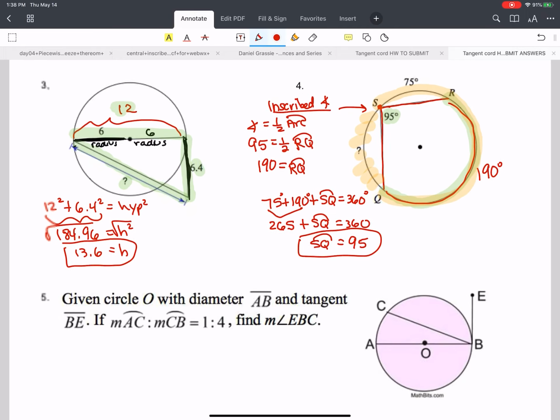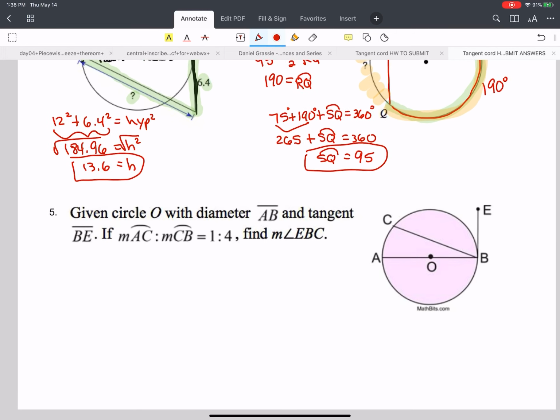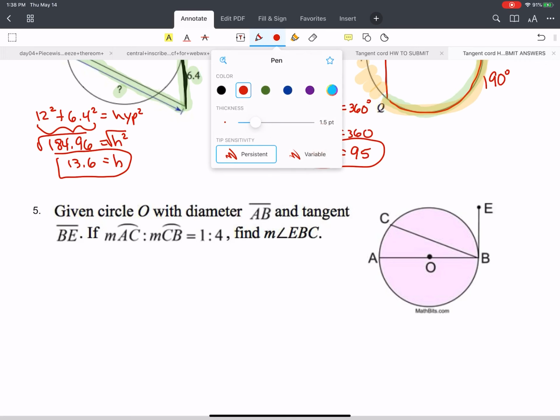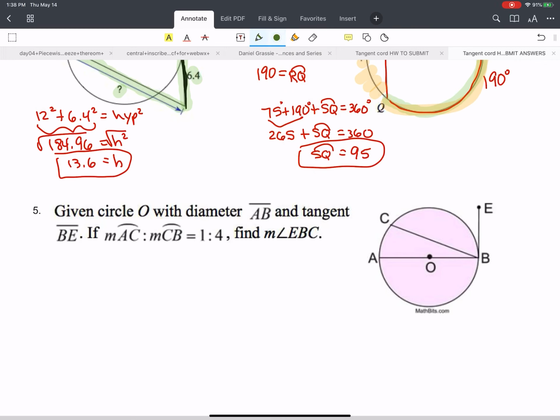Alrighty then. Last question. Woohoo. Okay, so this one, just pick a different color for that. They gave you this diameter, and then they said that AC and CB are in a ratio of 1:4. That usually bugs people out, but they're really not that bad. When you read this, you want to go to AC and make that 1x, and go to CB and make that 4x, and just label it that way.